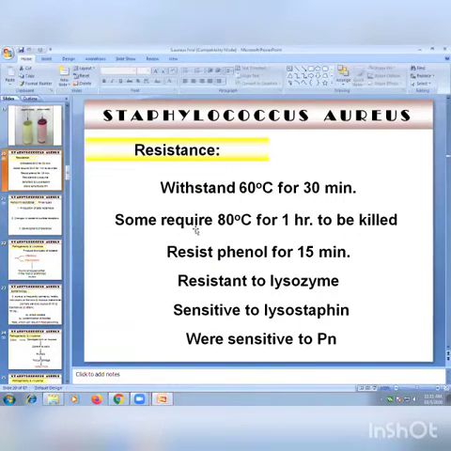Now the resistance of this organism. The vegetative cell withstands 60 degrees centigrade for 30 minutes. It remains as it is at 60 degrees for half an hour. Some require 80 degrees for 1 hour to be killed. It resists phenol for 15 minutes, is resistant to lysozyme, sensitive to lysostaphin, and sensitive to penicillin.